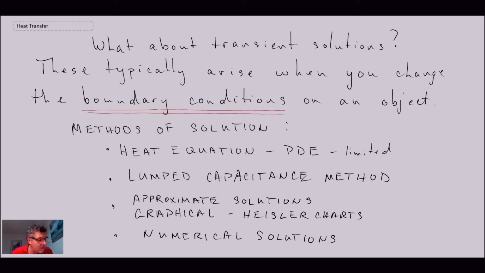And what we're going to do in the next segment is begin by looking at a fairly simple solution that involves the heat diffusion equation, and then we'll move on and look at lumped capacitance, and then finally the approximate solutions and Heisler charts. So that's where we're going in the next couple of lectures. We're dealing with transient conduction.